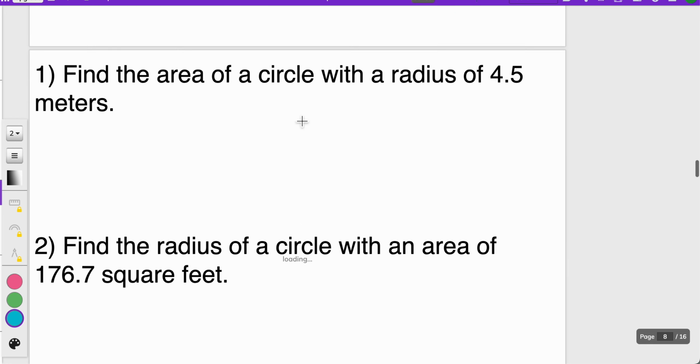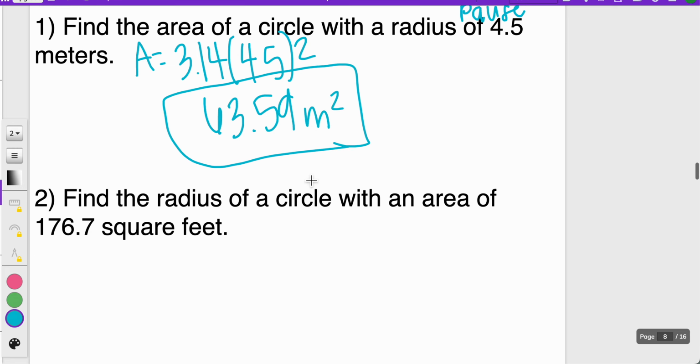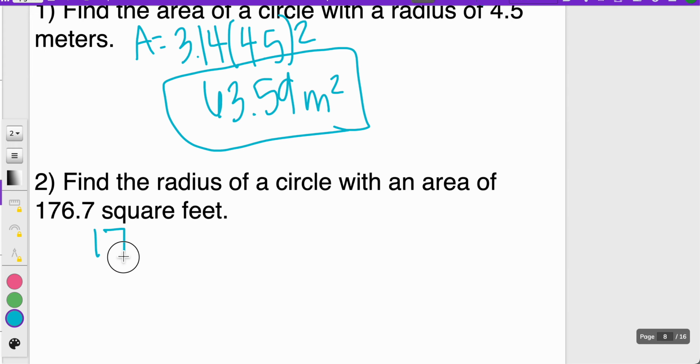Okay, your turn. Pause the video here, try these on your own. When you're ready, check it, click play. Area of a circle with a radius of 4.5, all you had to do here was pi times radius squared. For this one, we should get 63.59 square meters.